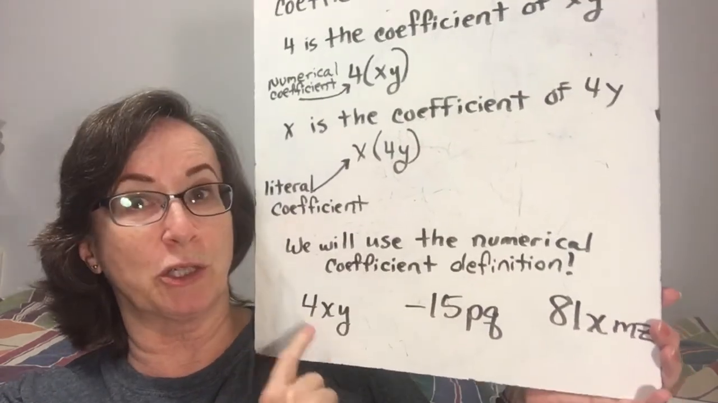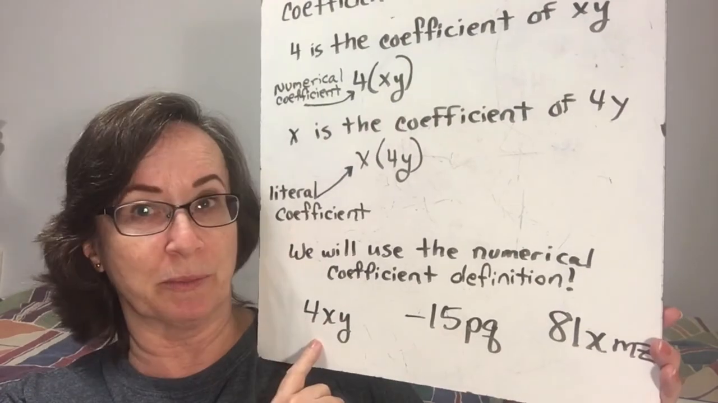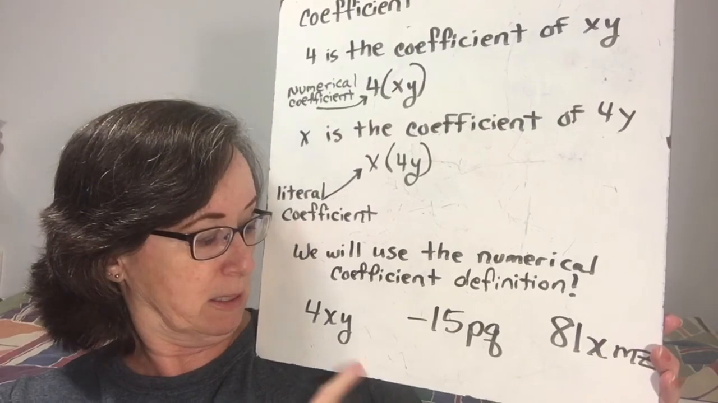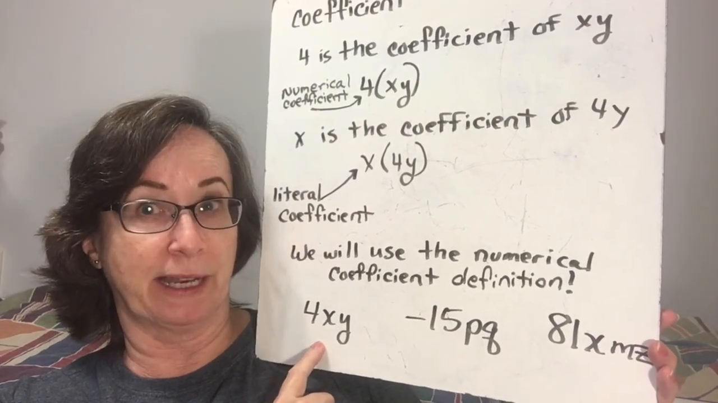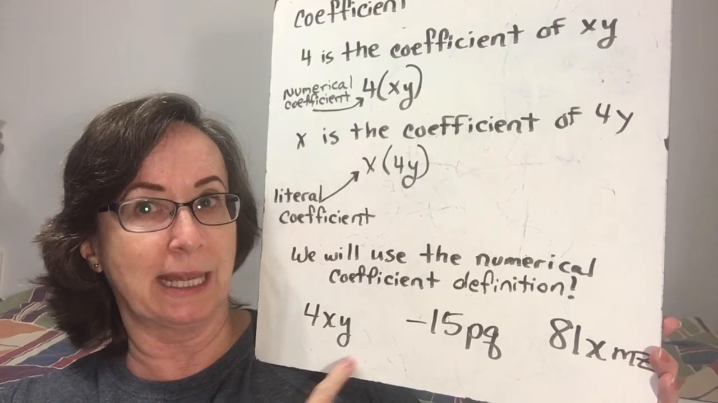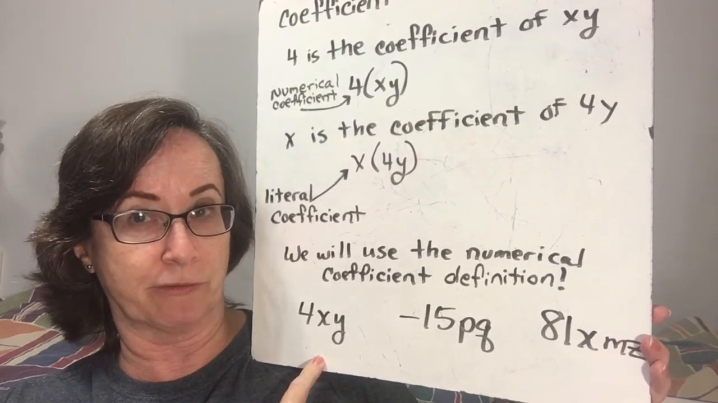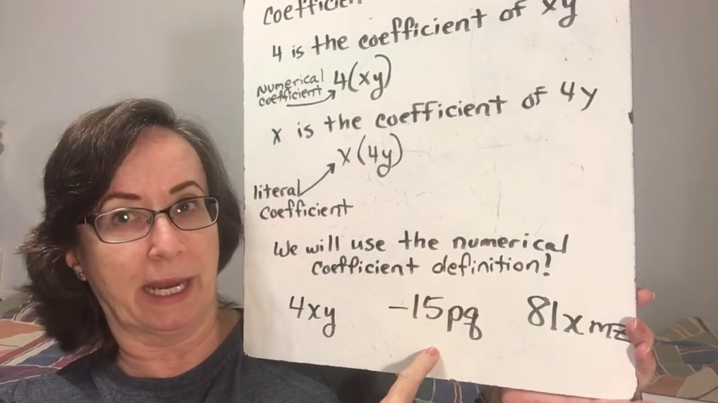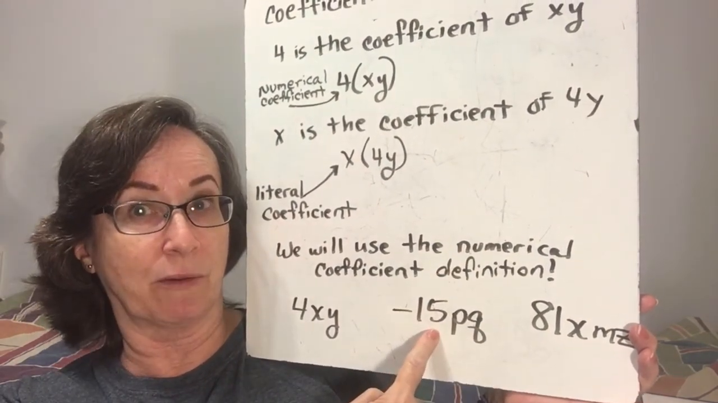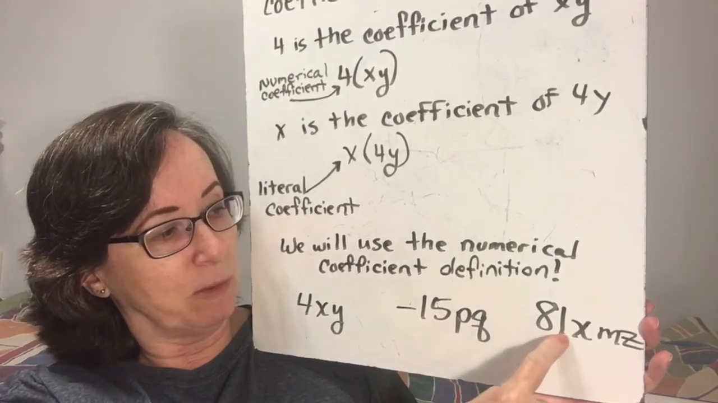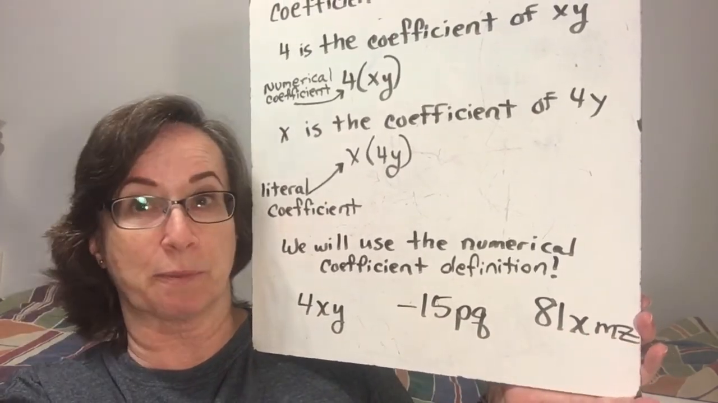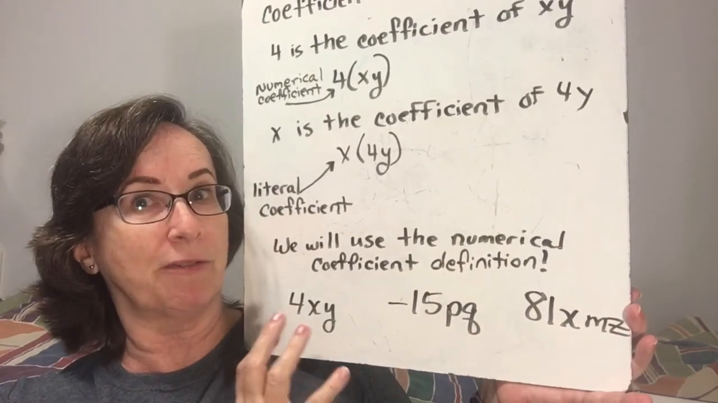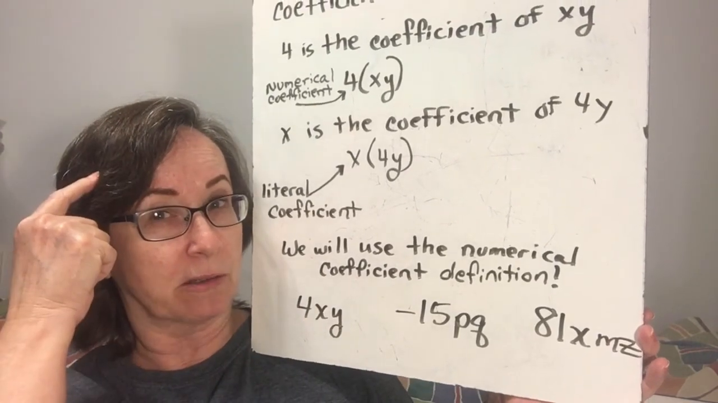So what you're usually going to see is terms. And 4xy is one term. It's a product. And we're going to talk about terms in the next section. So this is a product, and 4 is the coefficient on the front, because we're only going to talk about numerical coefficients. This is the product, and negative 15 is the coefficient on the front. 81xmz is the product, and 81 is the coefficient. So when we hear coefficient, we're going to think numerical coefficient.